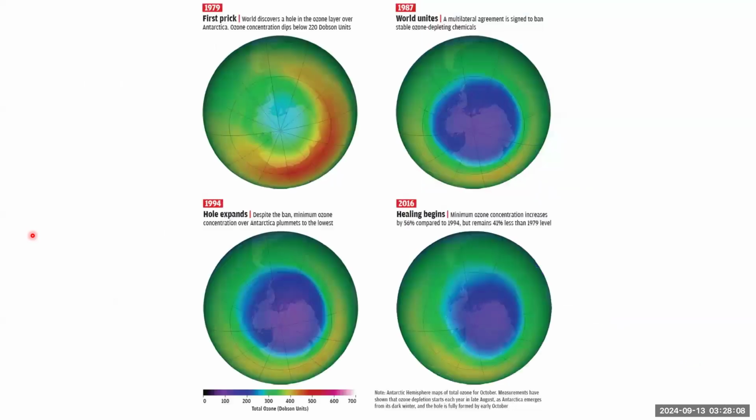I'll come back, but here is the image. This is what our ozone used to look like. Here's the hole in the ozone. The darker the blue, the less ozone there is. This is the hole in 1987.